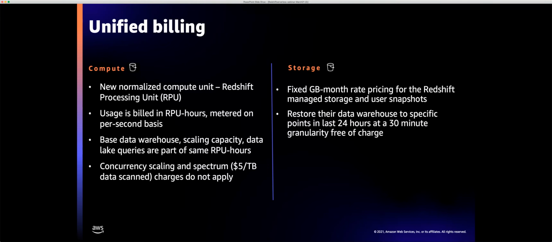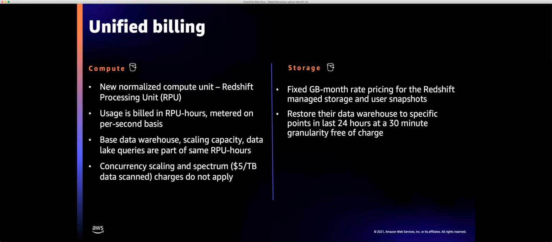On the compute, which is where a lot of innovation has happened as part of serverless, we introduced the notion of the Redshift Processing Unit, RPUs. Think of it as an abstraction of vCPUs and memory. And the way a customer is billed is in terms of RPU hours, and the metering happens on a per second basis. So if, for example, you're running a workload for 35 seconds, you're billed for those 35 seconds only.